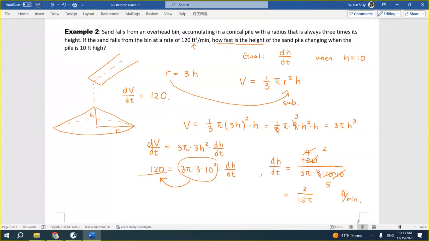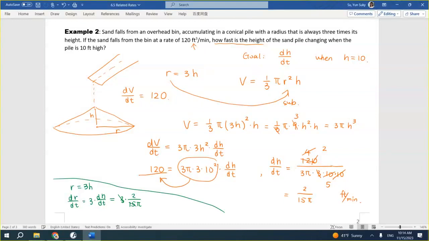Okay, if the problem also wants you to find the rate of change of the radius, then you can take the derivative here. You get dr/dt is 3 times dh/dt, right? So we already finished this problem, I just want to tell you more. When you differentiate, dr/dt is 3 times dh/dt. Therefore, dh/dt is 2 over 15 pi.